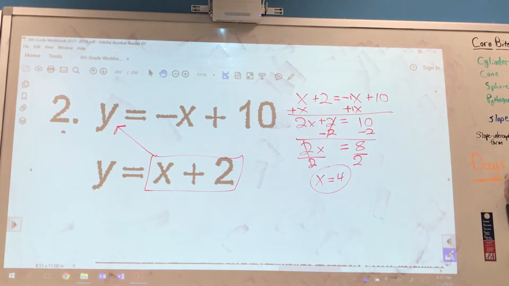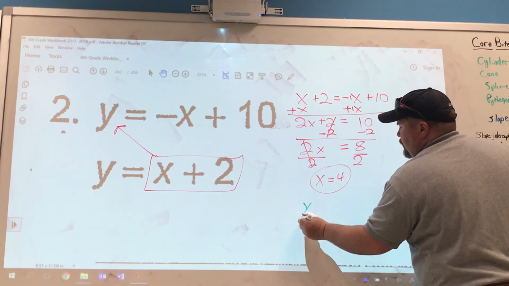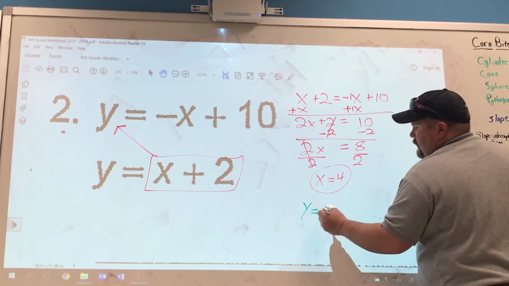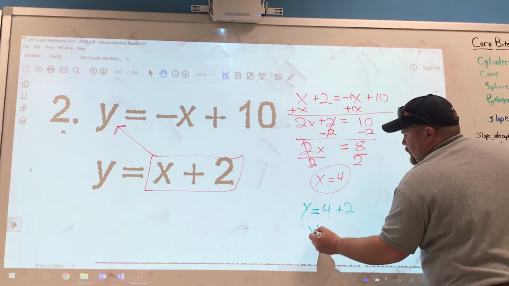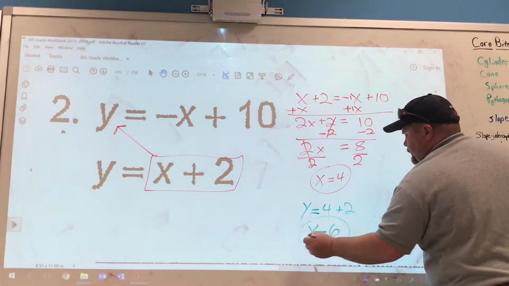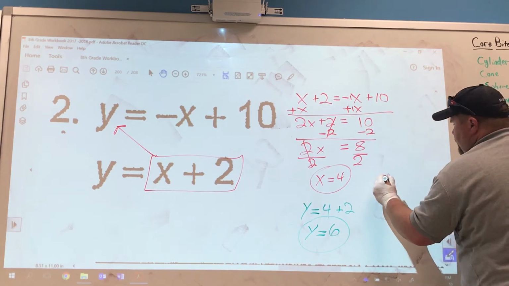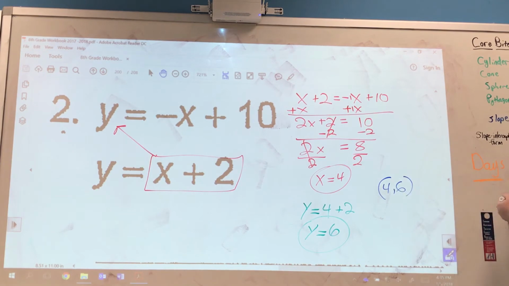And so we have our x value. Now we need our y value, so we can use this bottom equation again. It's a little bit more simple. So y equals, remember x is going to be replaced with a 4, so it's y equals 4 plus 2, which means y must equal 6. So the final answer is the ordered pair 4, 6.